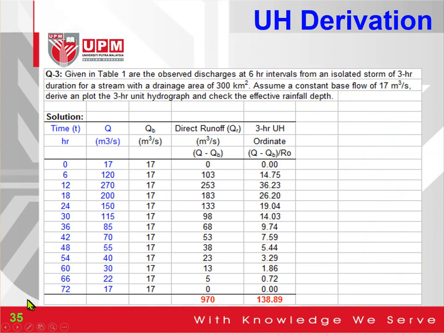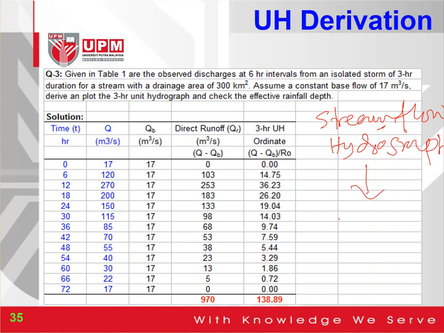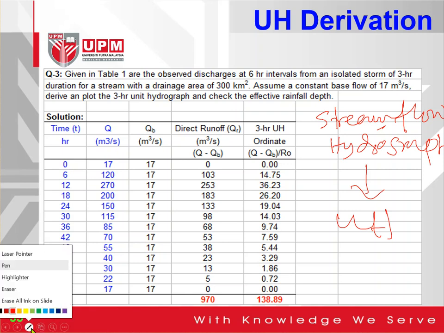Meaning that we derive the unit hydrograph from stream flow, or we call it the hydrograph. Once we have the hydrograph, from this hydrograph we can derive the unit hydrograph. So how can we do it? Just look. Now I will show you how to do it.